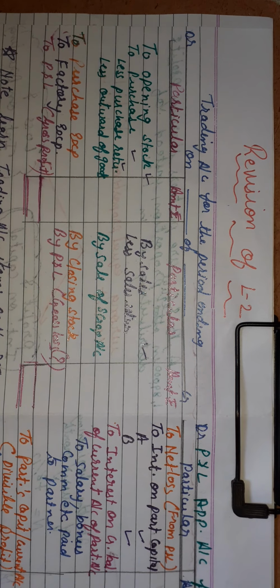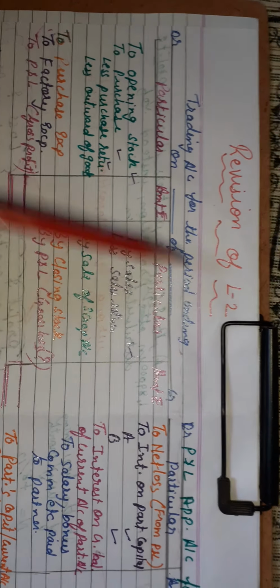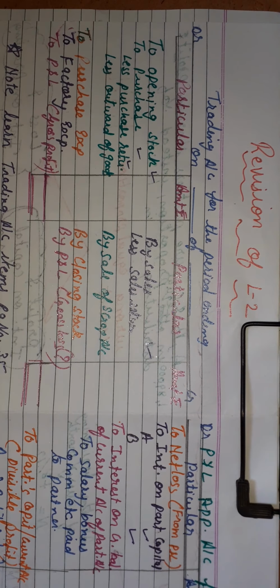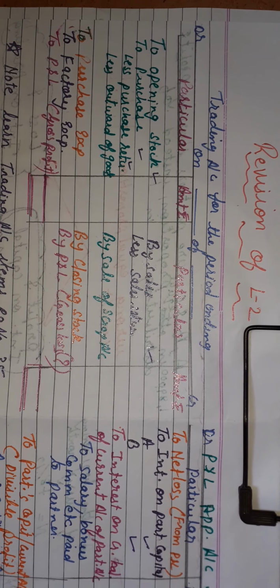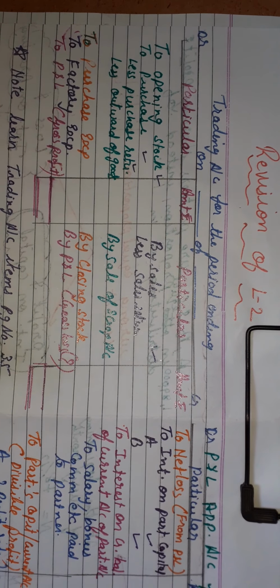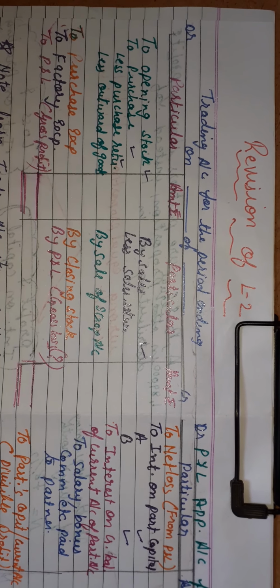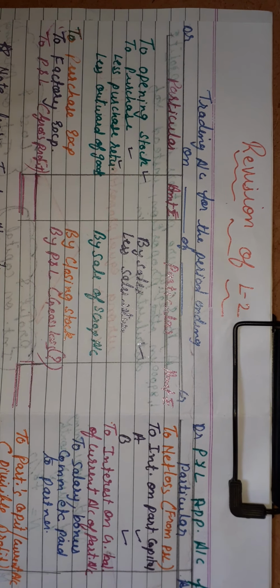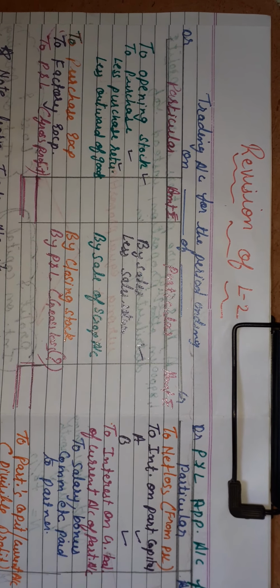Morning students, today we are going to start with the lesson 2 revision. In that, the most important thing is you have to make the accounts that are trading account, profit and loss account, P&L appropriation, partners current account, and finally balance sheet. Clear? Now we are going to see first what items are included in the trading account.